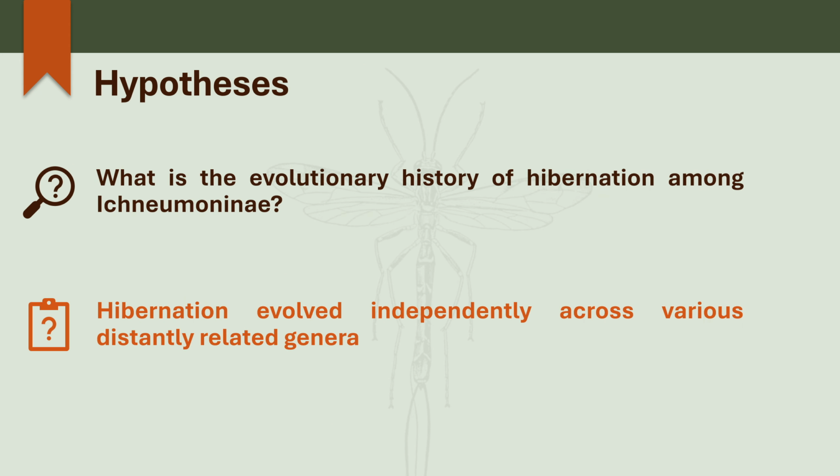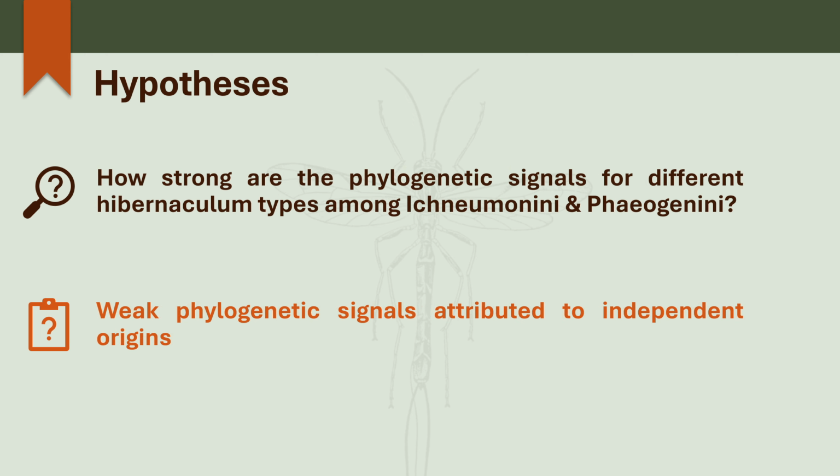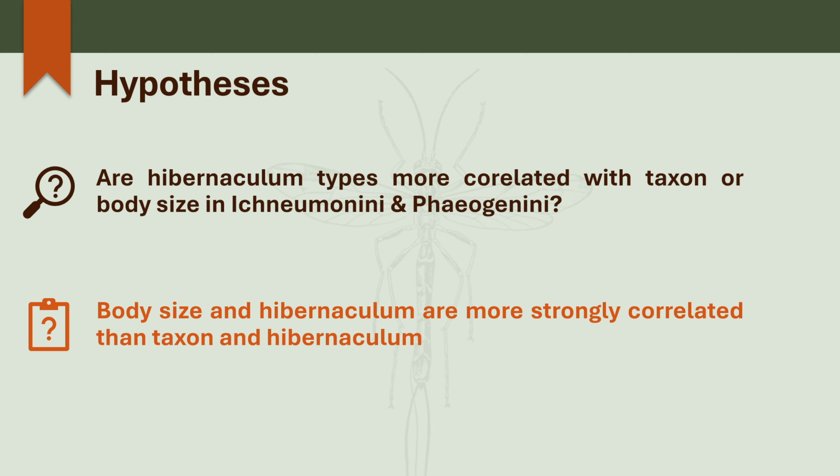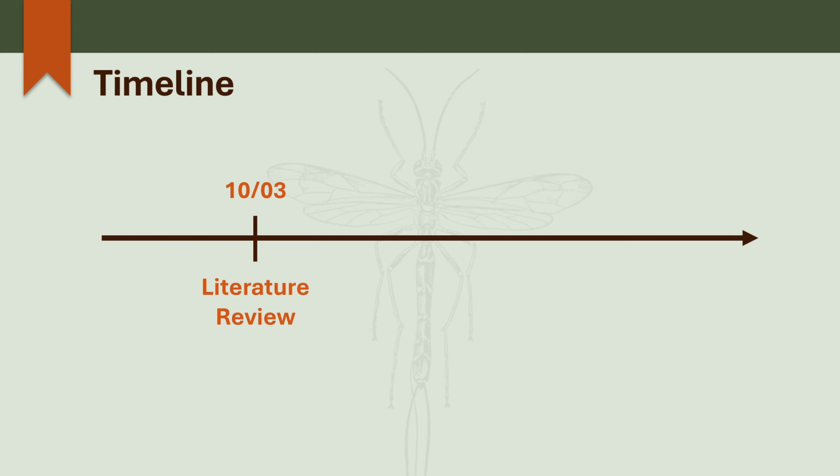So, I expect hibernation to have evolved independently across various distantly related genera within Ichneumonidae. I expect weak phylogenetic signals for hibernaculum type and body size within Ichneumonidae and Phaeogenidae, and I expect body size and hibernaculum type to be more strongly correlated than taxon and hibernaculum type.